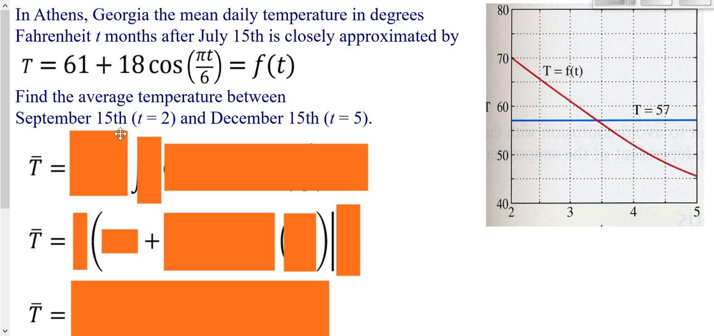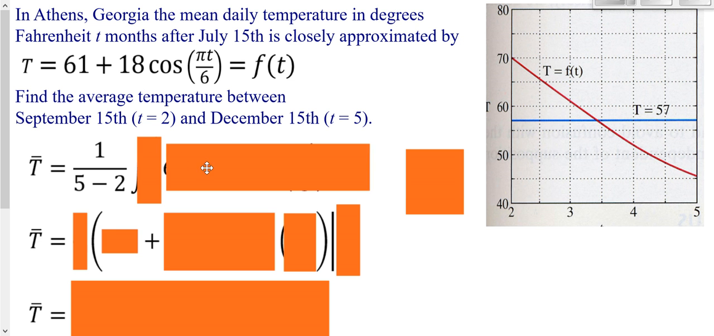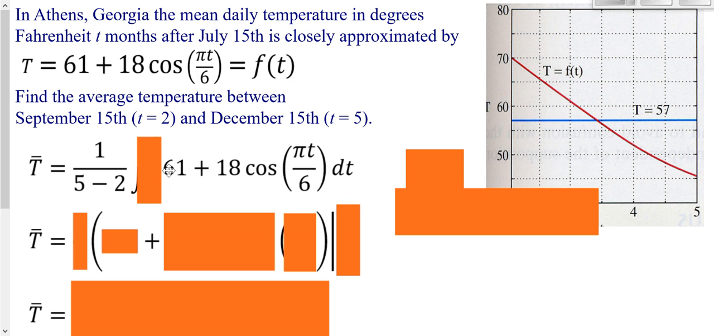So you'd have to go 1 over the 5 minus the 2. Your 5 being here, your 2 being here, that's how wide our integral is. Then you'd have to integrate your function from that 2 all the way up to 5. Well, you know this in front would just be a 1/3.